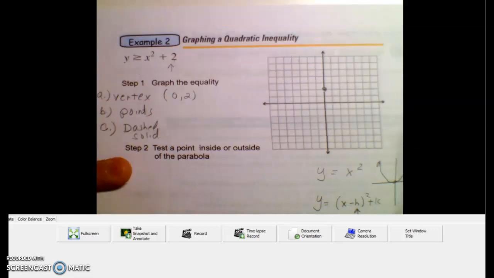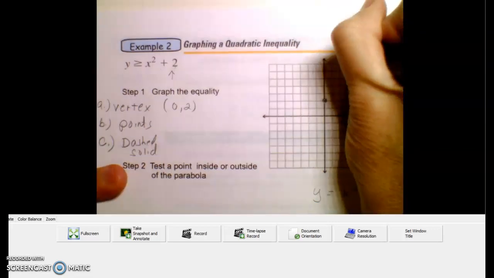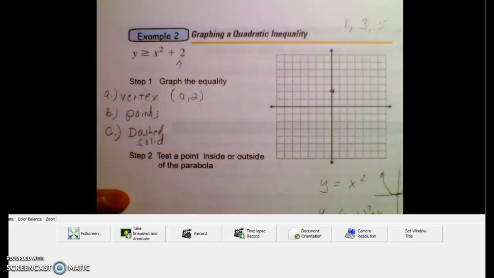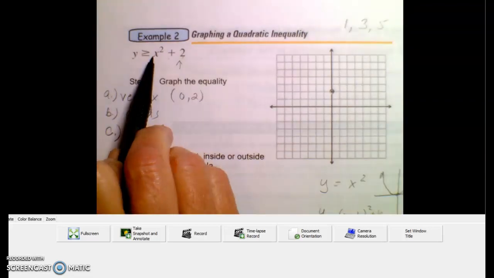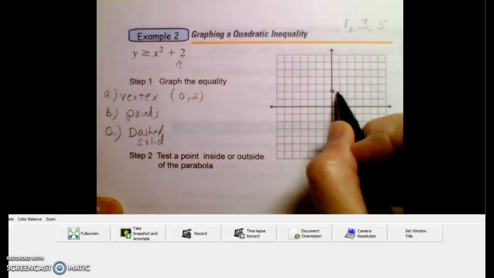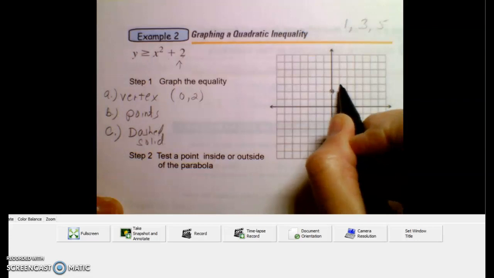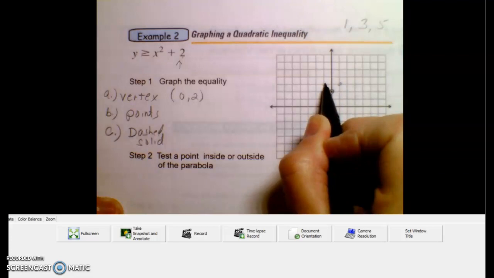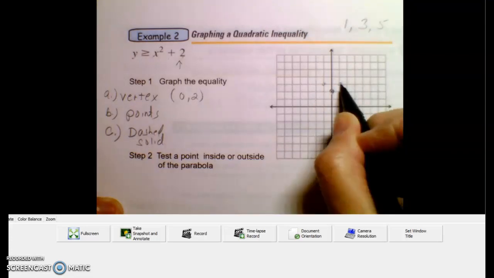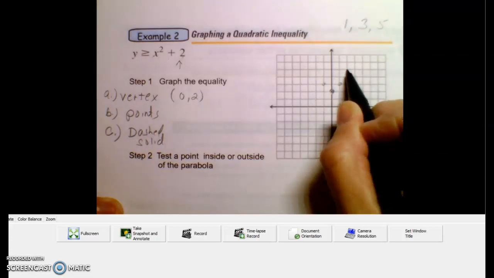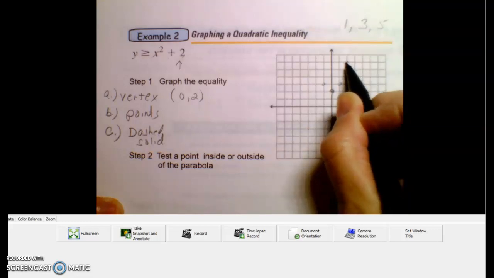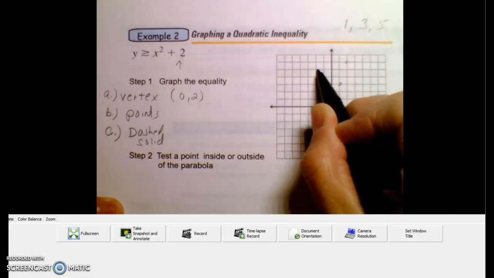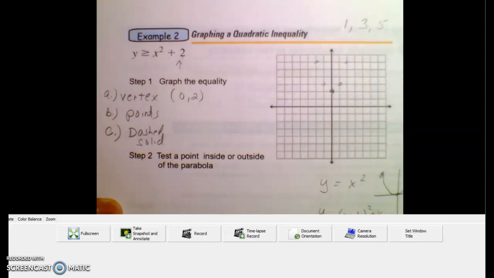And do you remember the 1, 3, 5 rule? So if there's a leading coefficient of 1, then it means I can go over 1 and up 1, and there should be a point there. And in this direction, I go over 1 and up 1, and there's a point there. Going over this way, over 1 and up 1, 2, 3. Oops, 1, 2, 3, and over 1 and 1, 2, 3. And there's my parabola, and I have my points.